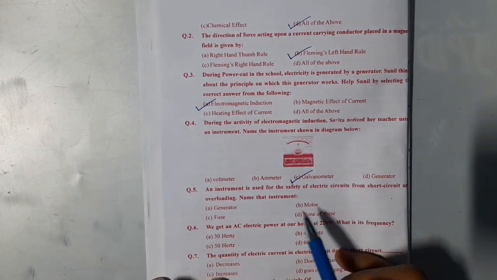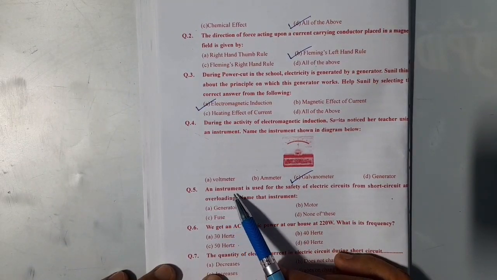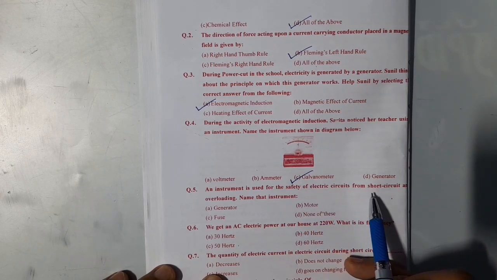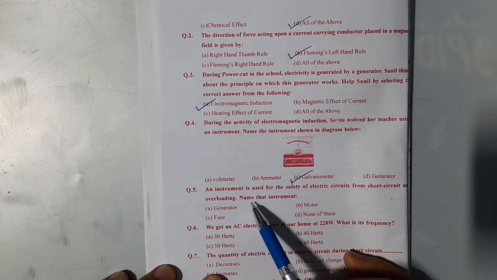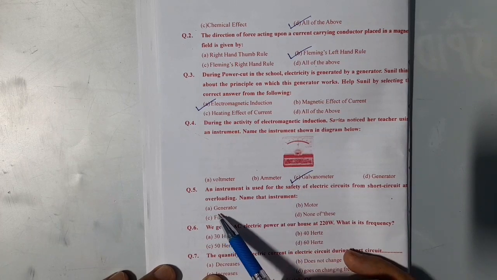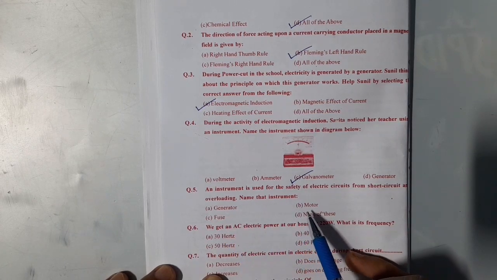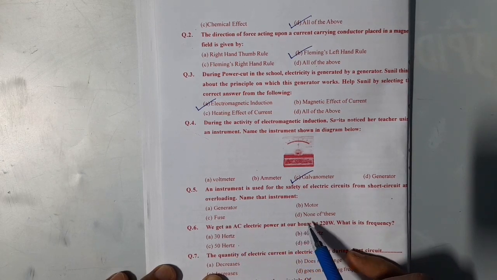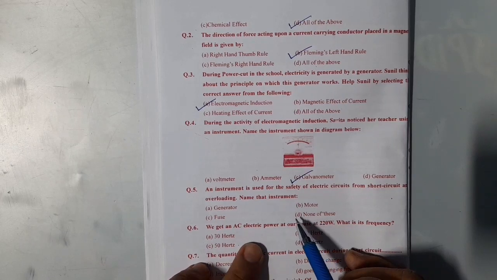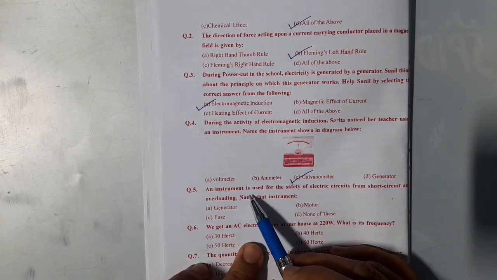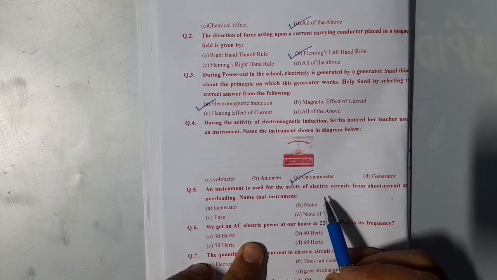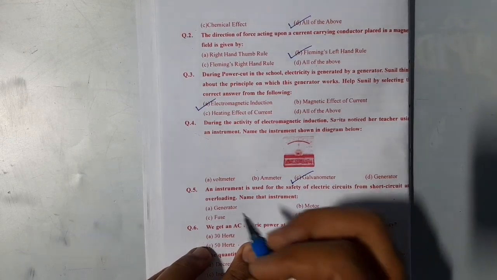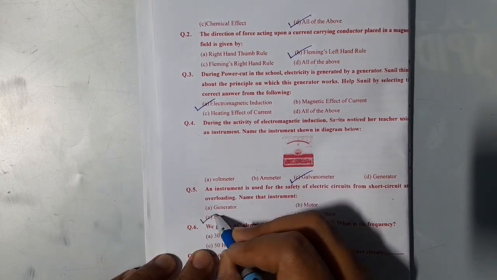Next question. An instrument is used for the safety of electric circuits from short circuit and overloading. Name that instrument. Option A generator, option B motor, option C fuse, or option D none of these. So students, we know that an instrument which is used for the safety of electric circuits from short circuit and overloading, that instrument is option C fuse.